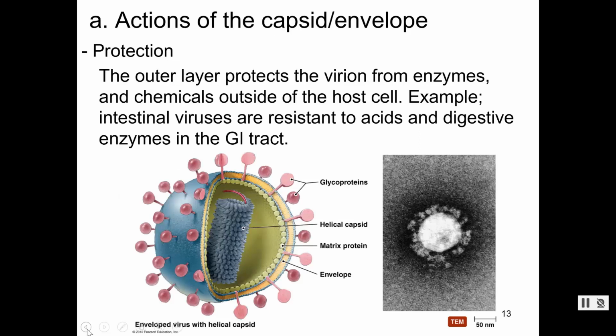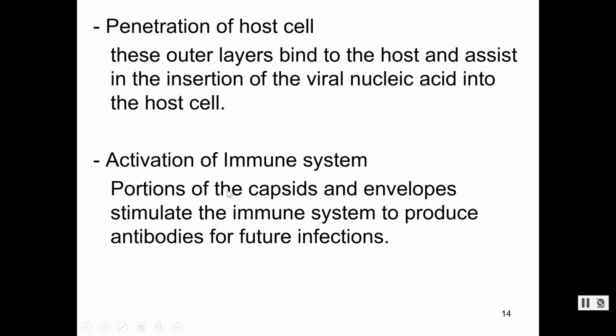Maybe it's a virus that's a pathogen that's going to cause a gastrointestinal disease. It's got to get into the body and make it past the stomach, so it may protect it against acids. All right, so the role of the capsid and the envelope is protection. The other role is attachment. Whatever's on the outside has to be able to attach to a host cell and allow it to get in. So attachment and penetration is a role.